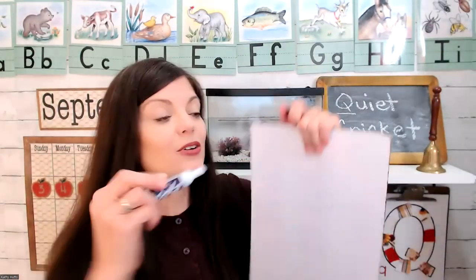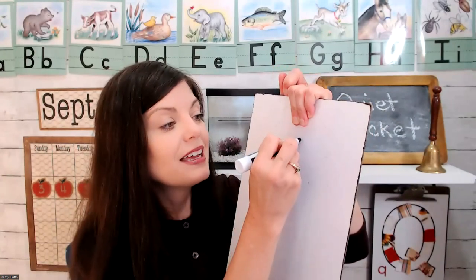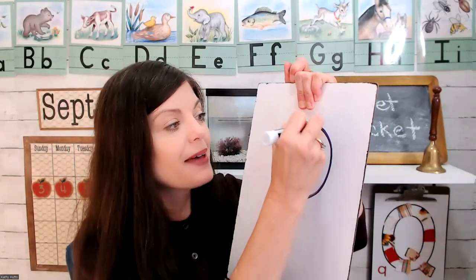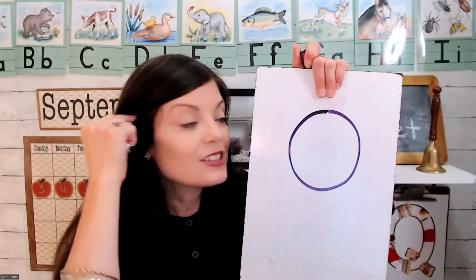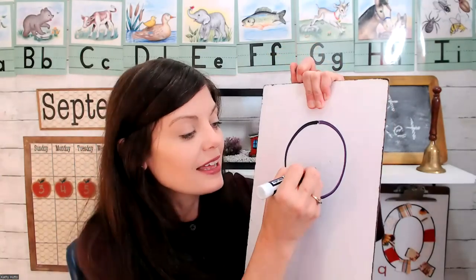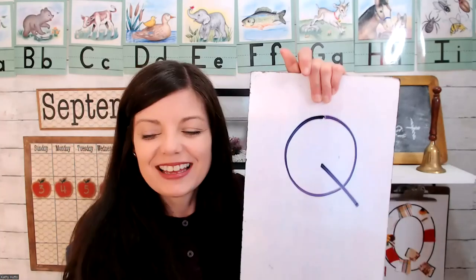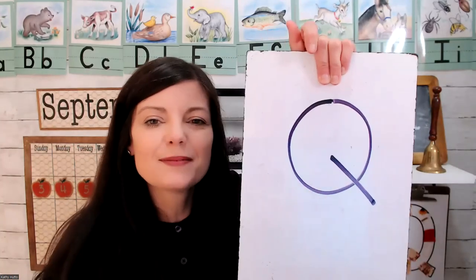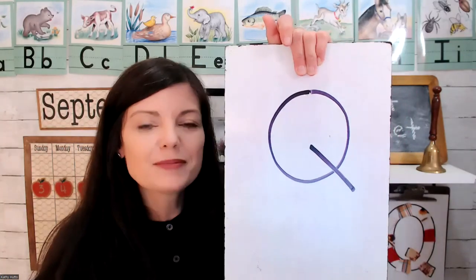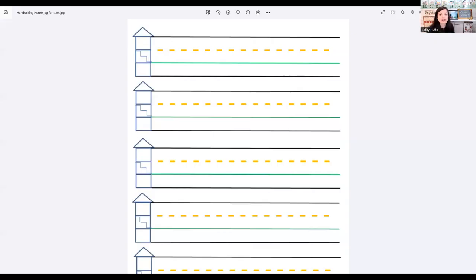Okay, so to write letter Q, you're gonna start at the top and go all the way around and back. That's letter O. So start by writing letter O and then give it a tail. Just make a little line that comes down here at the back. You're just going to make an O, go all the way around like a circle, and then make a little line at the bottom, like a little tail. It's an O with a tail.